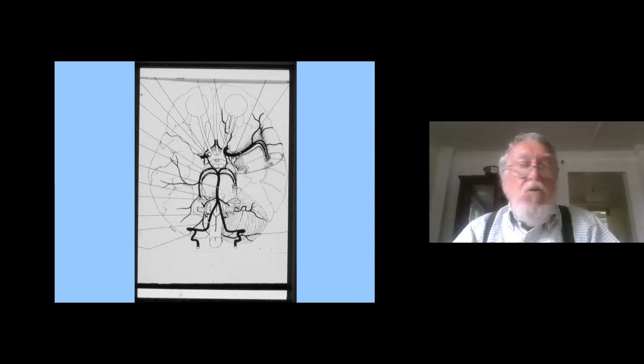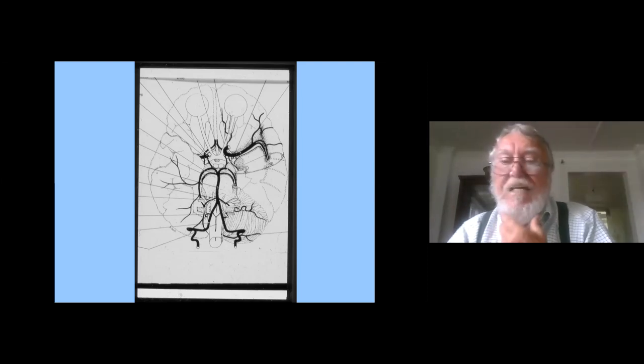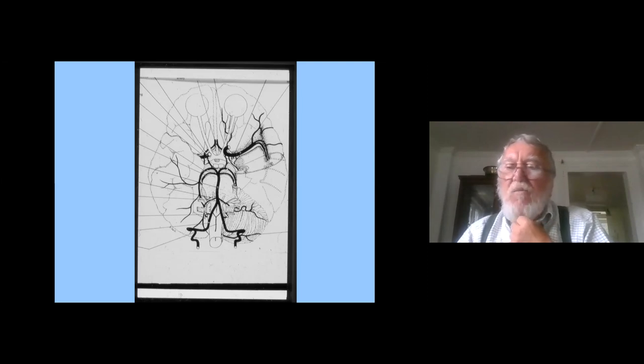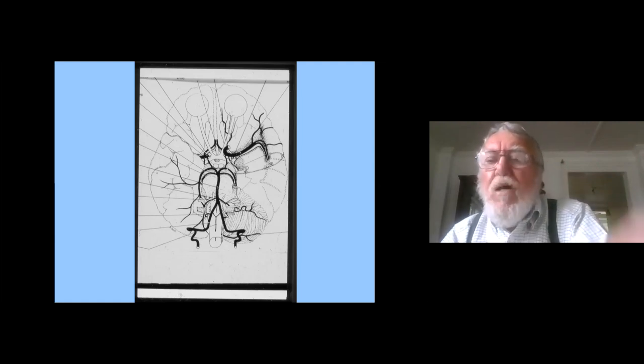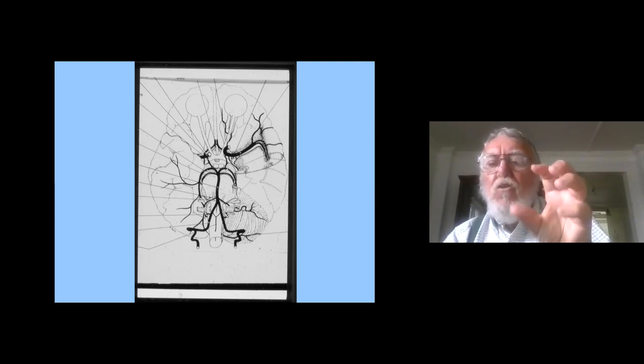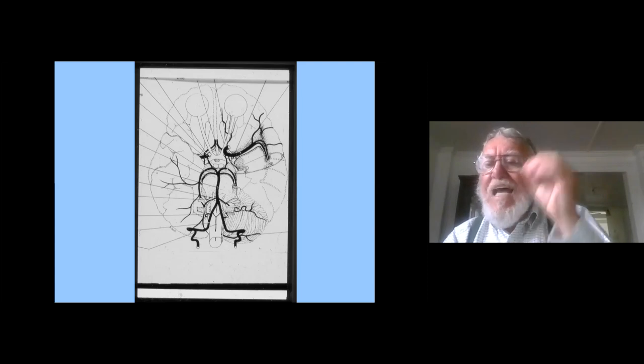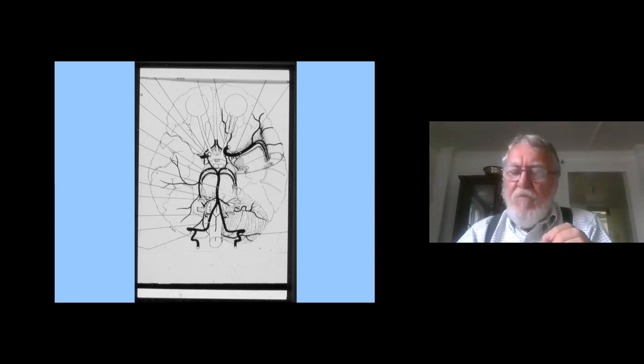So anastomosing, in a lot of ways, when you go through, especially neuropsychology, what you very often talk about after damage is recovery of function. Here we're looking at the cardiovascular equivalent of recovery of function through the circle of Willis and through this anastomosing of blood.